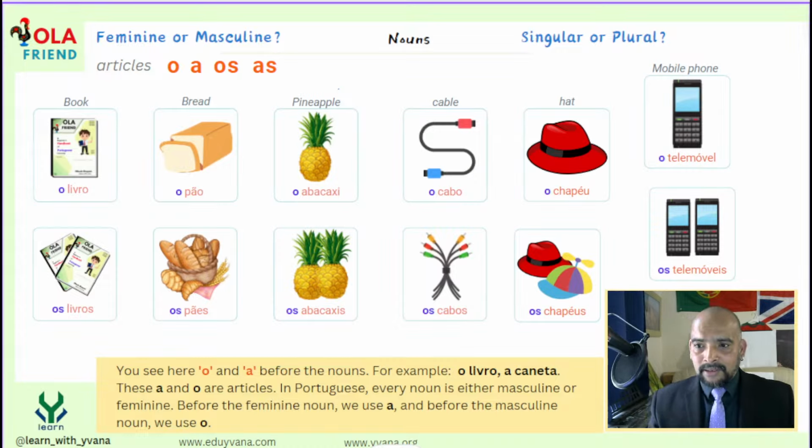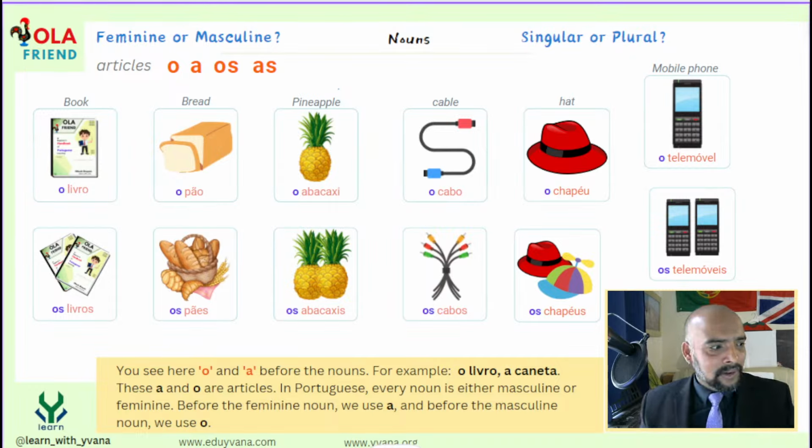Right guys, you got it or not? Are you very clear until here or not? Because after this we will talk about how they impact the whole sentence, right? So before we try to learn the sentence structure, it is very important that we understand how we identify feminine and masculine nouns, and how we use articles for the singular and plurals, right?